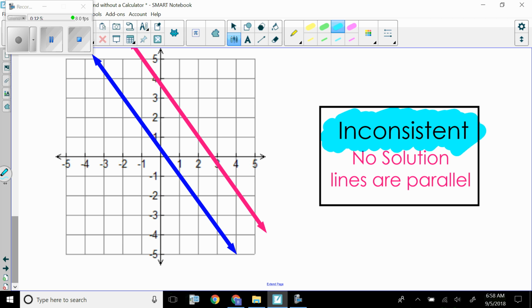Okay, it is inconsistent. Again, great time to pause the video, go back, make sure you're catching up, getting down the notes that you would like. You need to have everything caught up to this point before you go to the next slide with me.